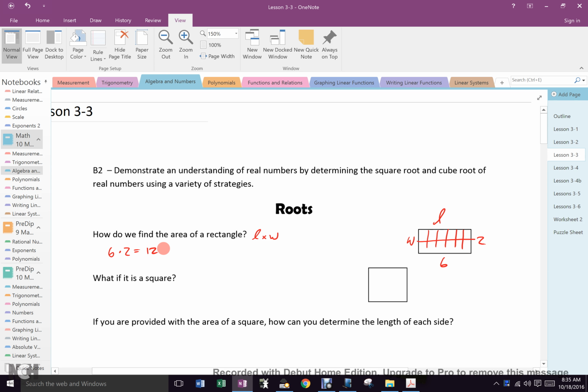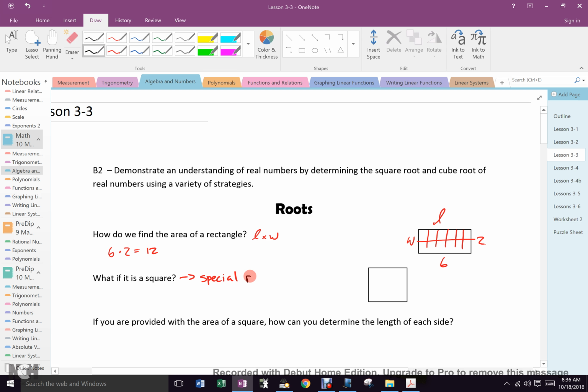Right? Everybody got it? No problem. What is a square? Antonio? Special rectangle, sides are opposite. Right, it's a special rectangle. I don't know why I'm writing in red. Red is a pain. A special rectangle.